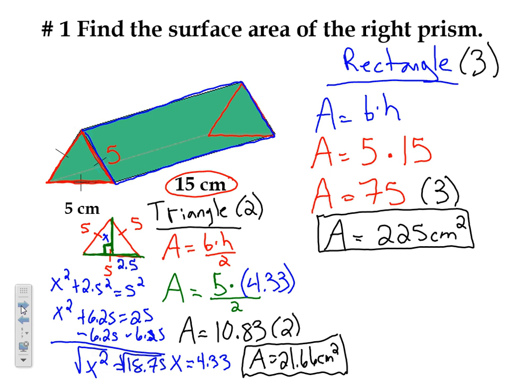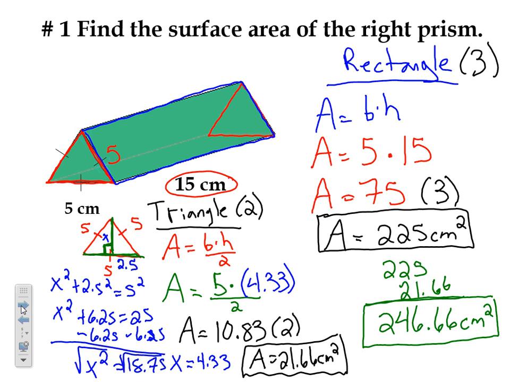Once I've found all my shapes, my triangle and my rectangle, now I'm just going to add them together. So I have 225 plus 21.66. My answer for this one is going to be 246.66 centimeters squared. All right, ladies and gentlemen, that is my answer.